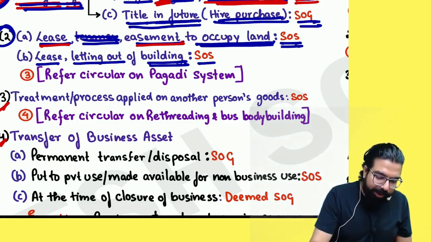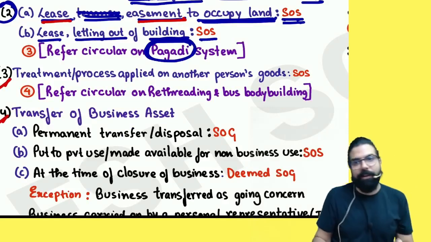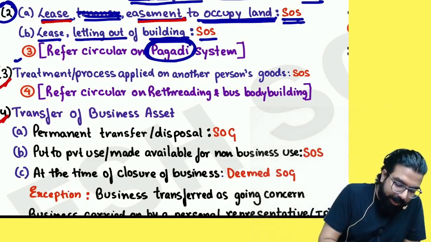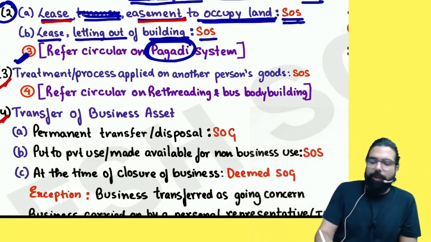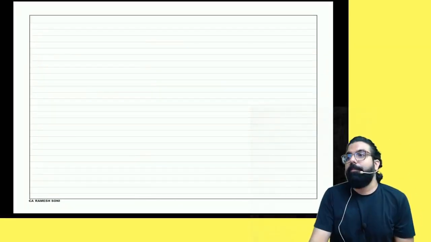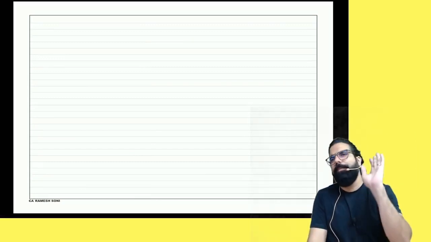Now, I want to teach you something called Pagadi system. Sir, what do you mean by this Pagadi system? Let's understand, everyone over here now. There is a circular on Pagadi system. Let's first understand the circular. People listen. What is a Pagadi system? A Pagadi system means earlier it used to happen.